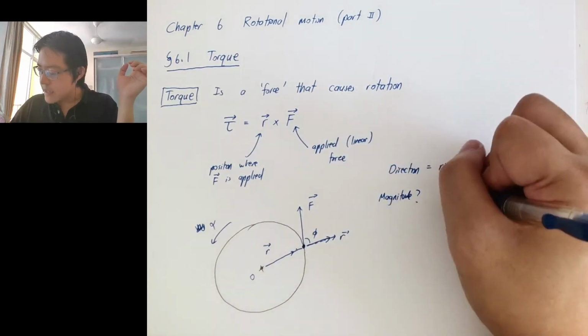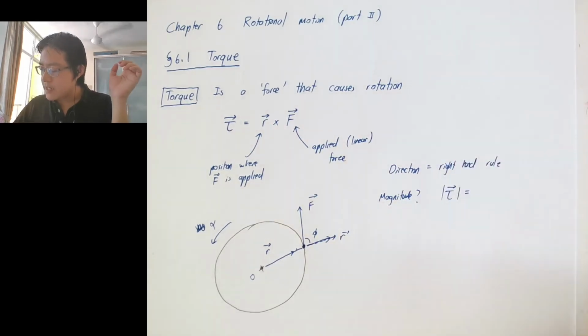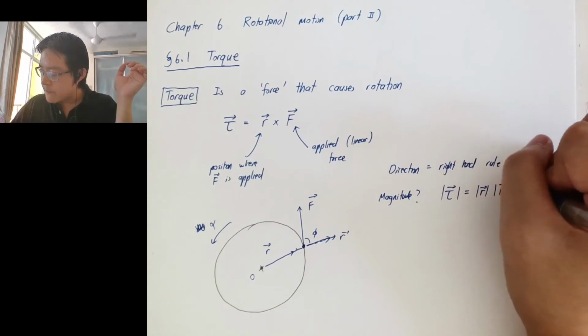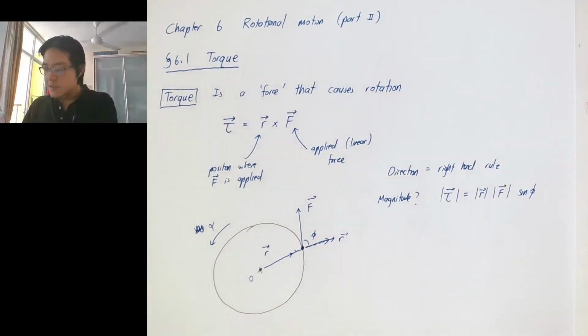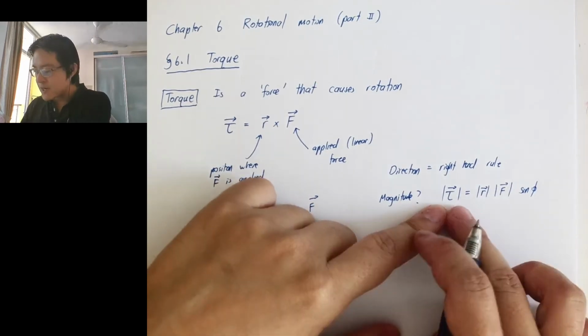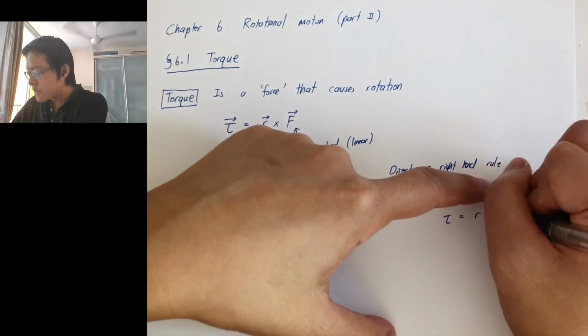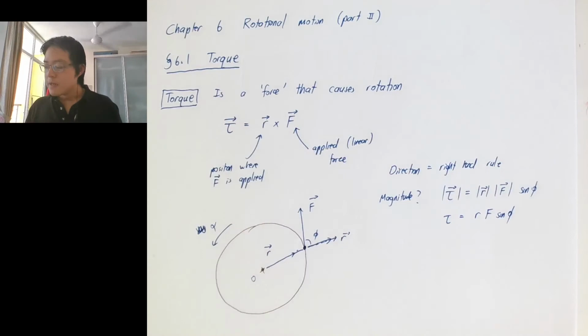Okay, so the magnitude of torque is given by this formula. It's just the magnitude of r times the magnitude of F, times the sine of the angle between the two. Usually, to save time, we don't want to write so many things, so we just call this tau without the arrow, r without the arrow, and F without the arrow, and then sine phi.